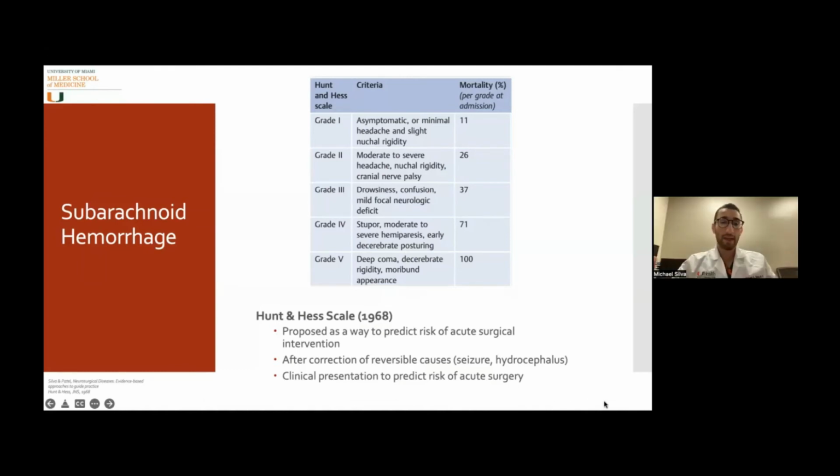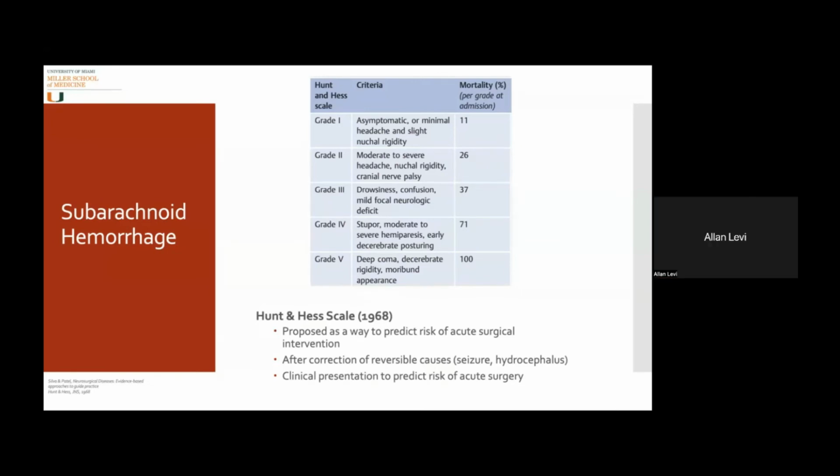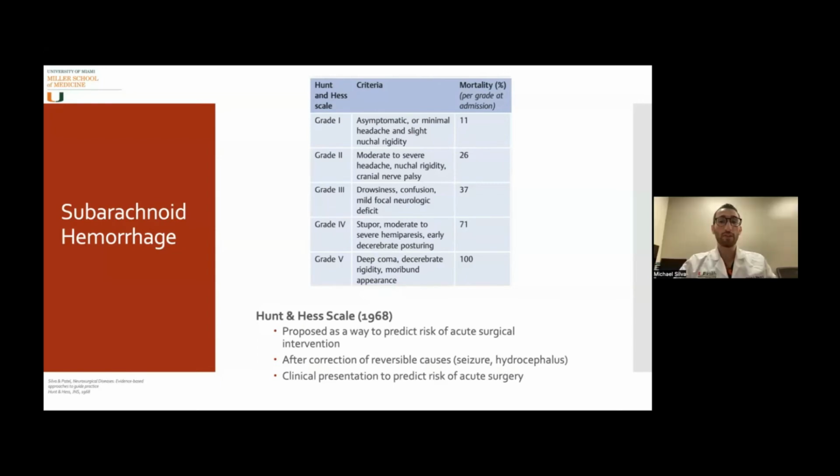Importantly, the Hunt-Hess scale should be calculated after correction of reversible causes. So if the patient comes in seizing with acute hydrocephalus, that exam may not reflect their true Hunt-Hess scale. So that's something to keep in mind that we often forget. But basically, the key takeaway from the Hunt-Hess scale, even though we use it all the time, is that it's important to remember its origins and the fact that it's used to correlate clinical presentation with the risk of acute surgery.